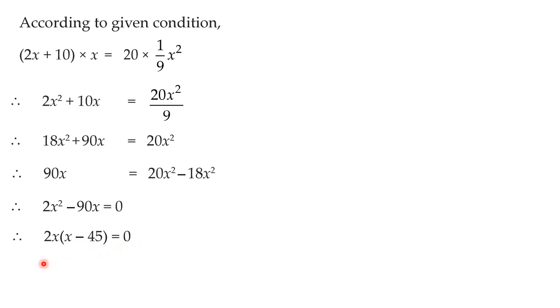So from this we will get two terms, that either 2x is equal to 0 or x minus 45 is equal to 0. So from this we will get x is equal to 0 or x is equal to 45. But see, x denotes the breadth of the rectangular form. That means it is a length. It is length of a segment, and that is never negative. So we have to write down that the length is never negative, and that is why value of x cannot be 0, and therefore the acceptable value of x is 45.